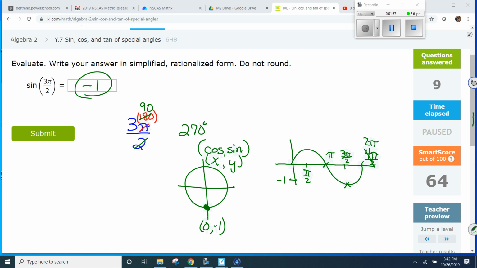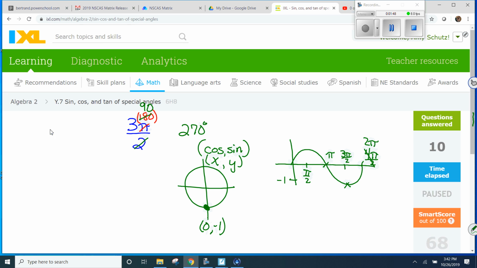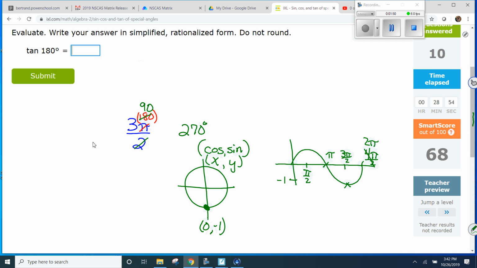So let me type that in here real quick. Move on to the next example. See if there's another one that appears to be that way.